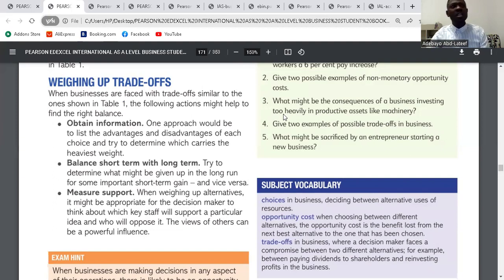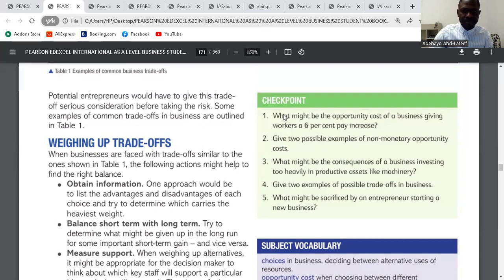And the last one is measure support. How do you measure support? You need people you are working with, the experts. What do they say about it? How many are in support of that decision? How many are against that decision? That could allow you to know which choice to make. So for trade-offs, you need to obtain information, balance short-term with long-term, and measure support. If those that you think are experts are supporting the motion, then maybe you go for it. Is it clear?